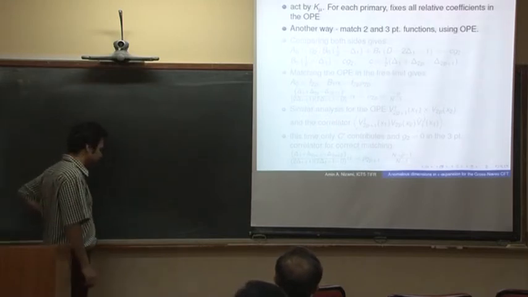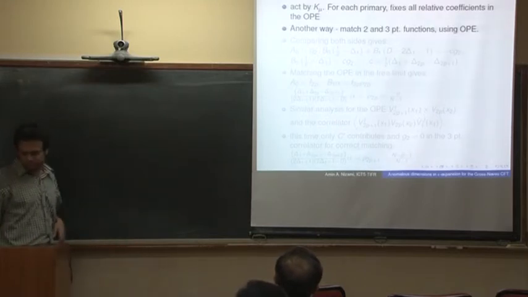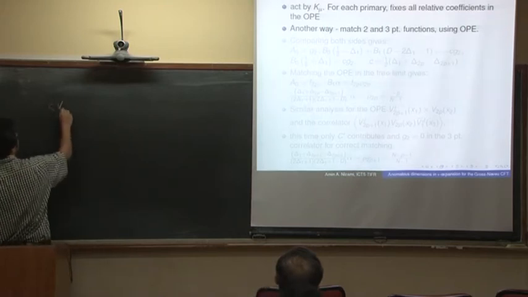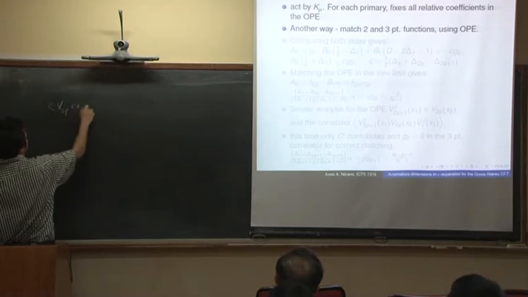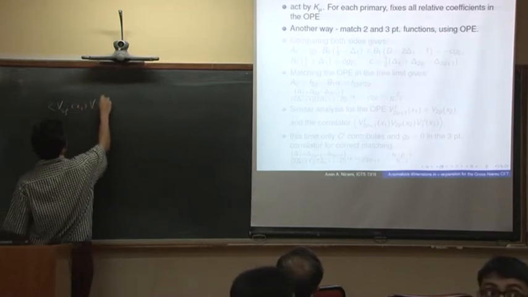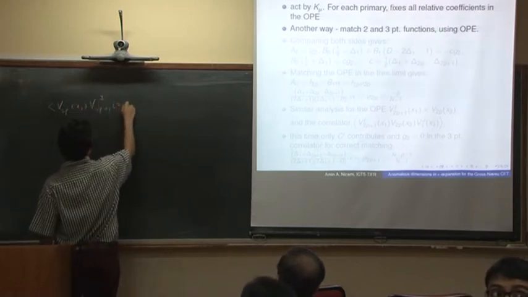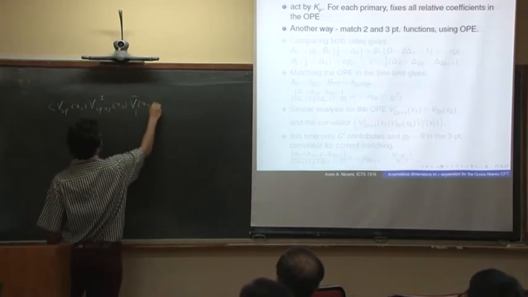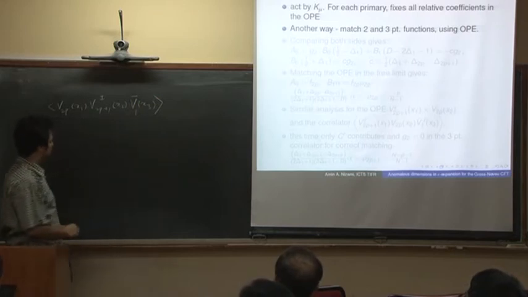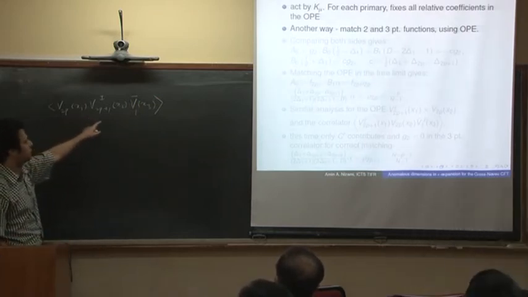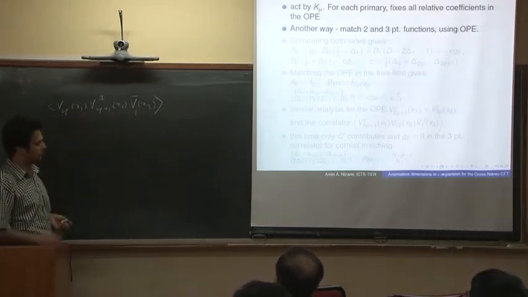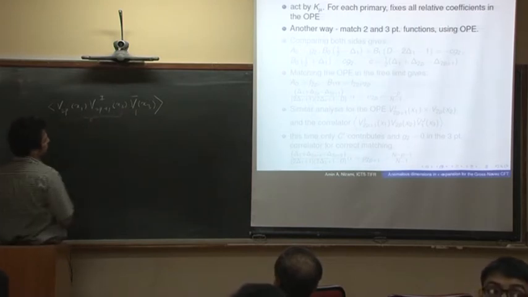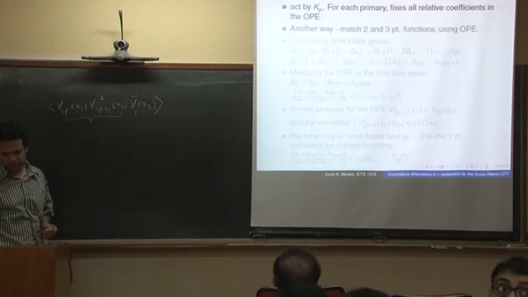So you basically do the same thing. You consider these operators. So this is a 3-point function. You know the exact form of this just in terms of conformal symmetry. So you write that down. And then you consider the OPE of these two operators, which I wrote down in the previous slide.